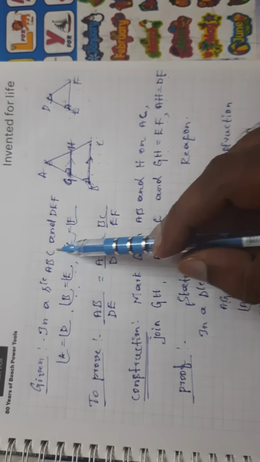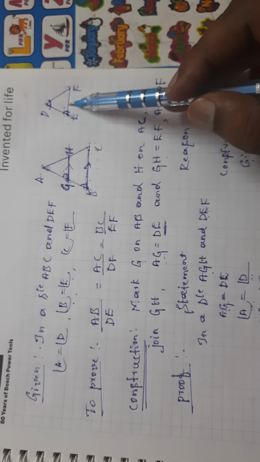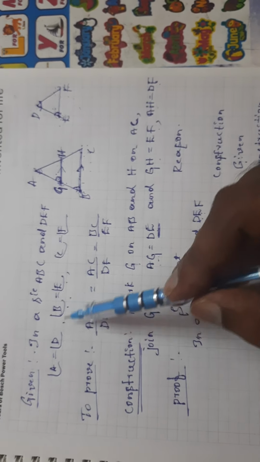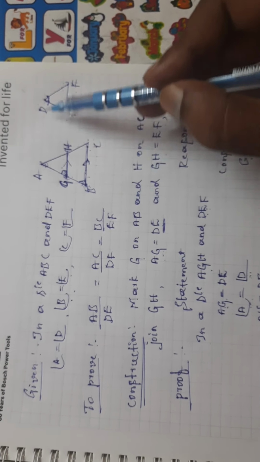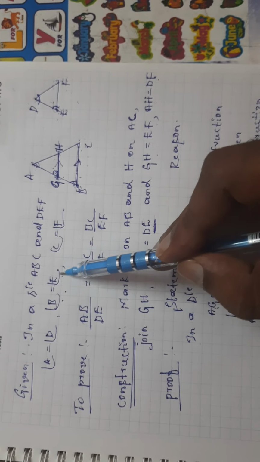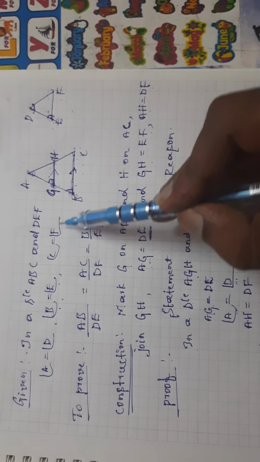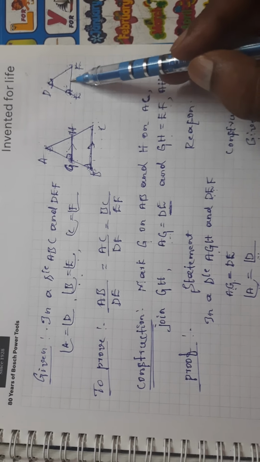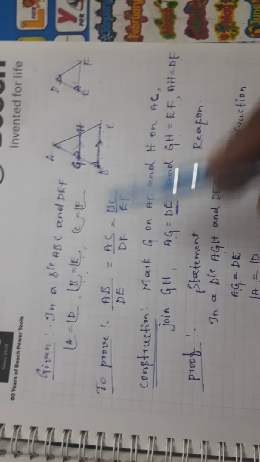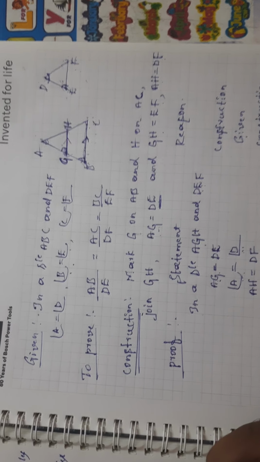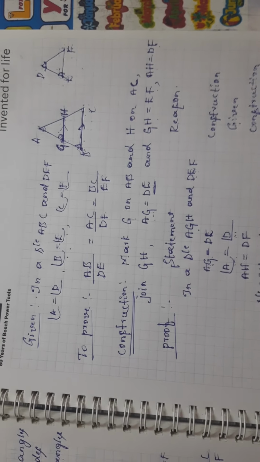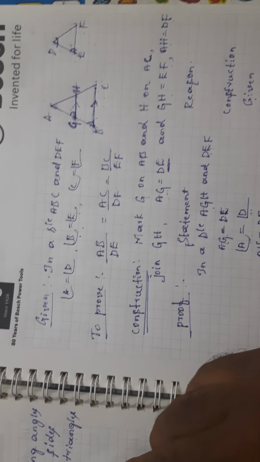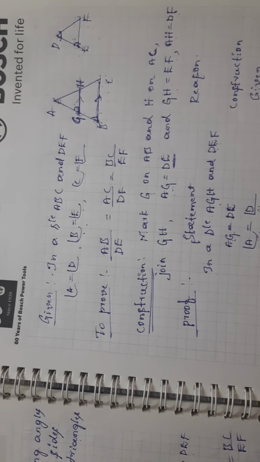That is, in triangles ABC and DEF, you can take any two triangles. What about the corresponding angles? They are given, they are already equal. That is, angle A is equal to angle D, angle B is equal to angle E, angle C is equal to angle F. These angles of the two triangles are equal, they are given. To prove the other part of the statement, that the corresponding sides are in the same proportion.